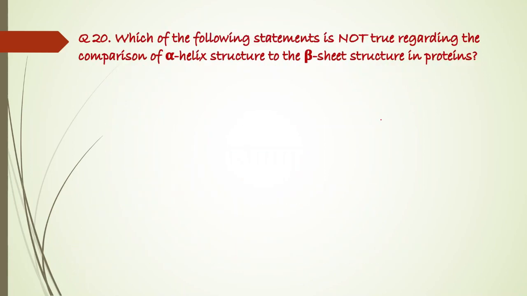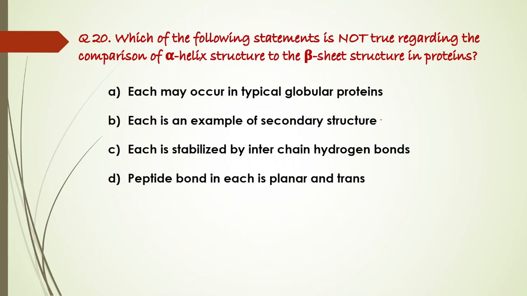Moving to the next one. I think this will be the last question that we can take today. It states, which of the following statements is not true regarding the comparison of alpha helix structure and beta sheet structure in proteins? So you are comparing alpha helix and beta sheet, and which of the following statements is not true? The first option states, each may occur in typical globular proteins. Both of them, alpha helix and beta sheet, can occur in globular proteins, right?